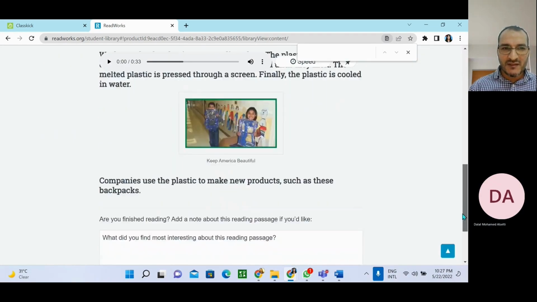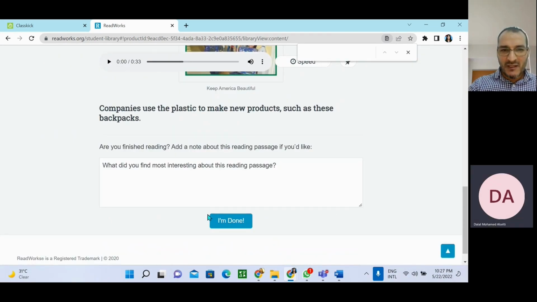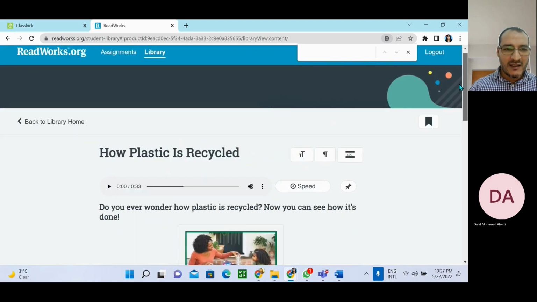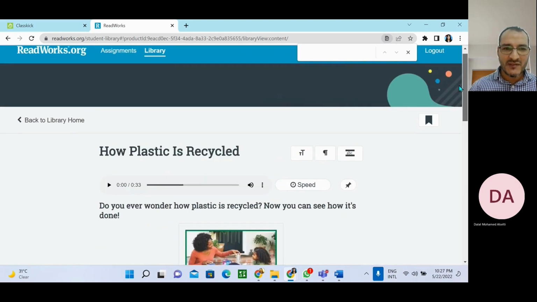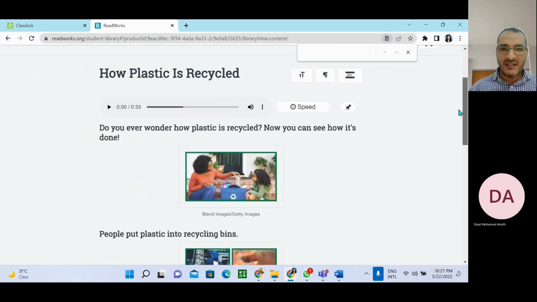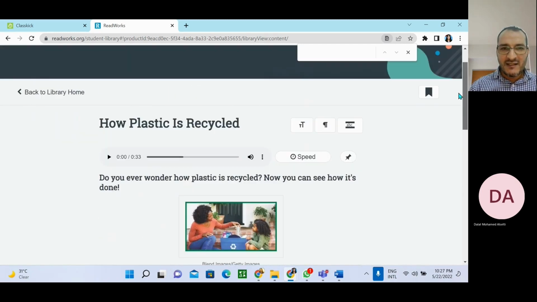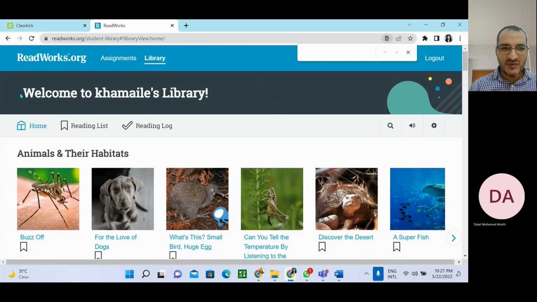So how can I get the text? Okay, if you want to get text, scroll down. What did you find most interesting? Okay, here we go. How plastic is recycled? Click on the two sides here. Actually, this is a very basic level, the foundation level. It's only foundation level. Back to my library, because it's really about children. See, short text.